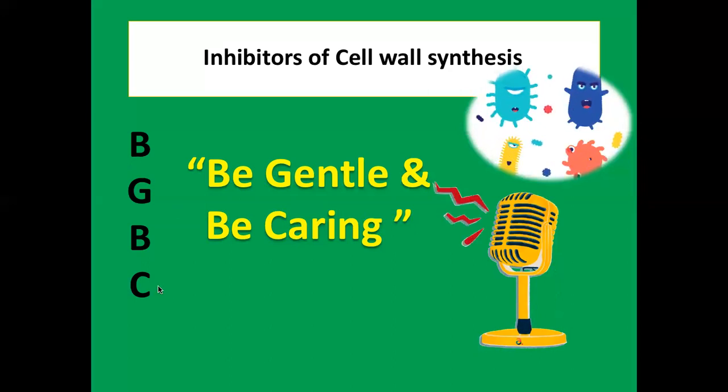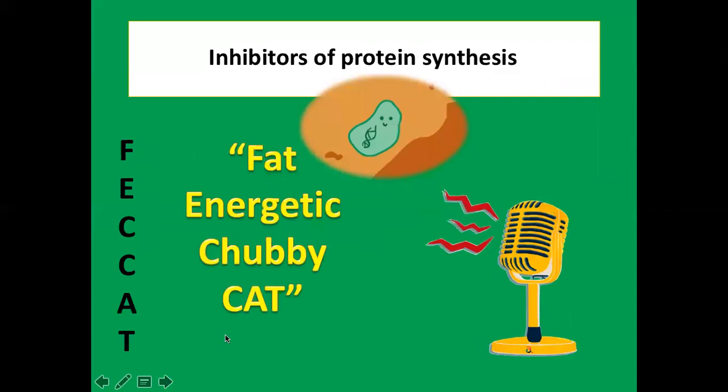And lastly, we have cycloserine. So let's have a recap. Be gentle and be caring. That is for the beta-lactam groups, glycopeptides, bacitracin, and cycloserine. Okay, so the next one: what are the inhibitors of protein synthesis?